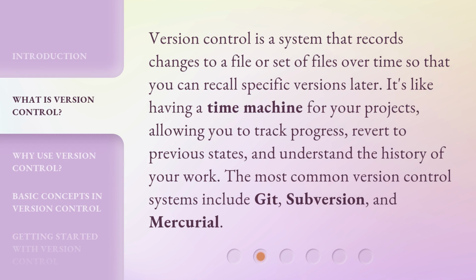Version control is a system that records changes to a file or set of files over time so that you can recall specific versions later. It's like having a time machine for your projects, allowing you to track progress, revert to previous states, and understand the history of your work. The most common version control systems include Git, Subversion, and Mercurial.